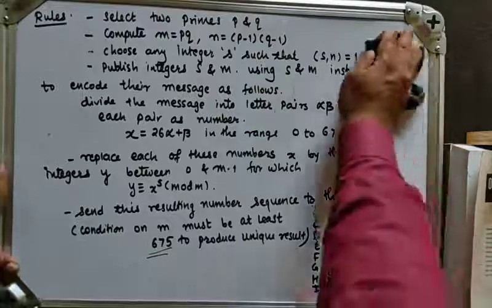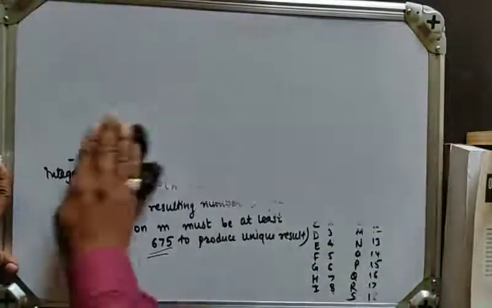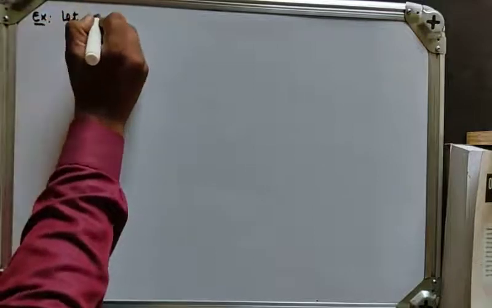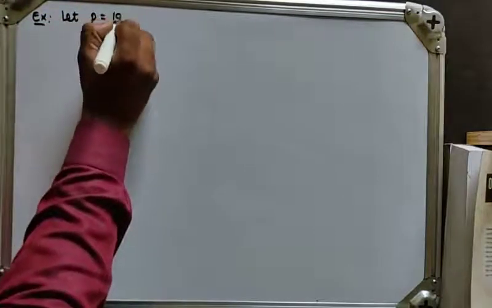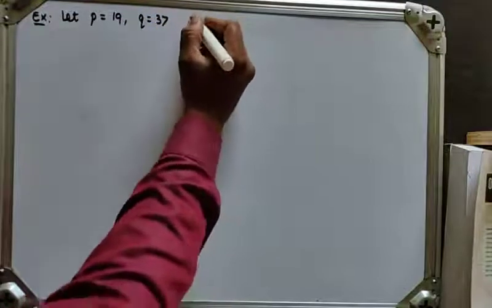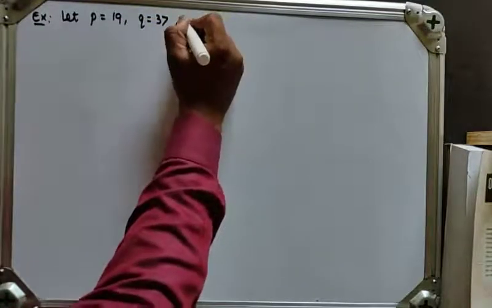Solve the example based on the RSA encoding system. So the example is: let P be the value 19 and Q be 37, using the RSA method.